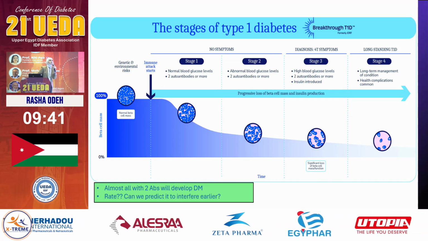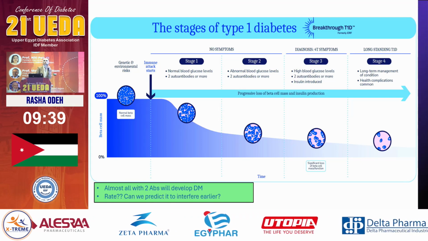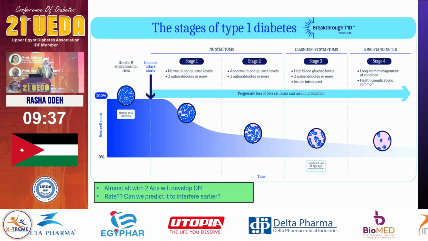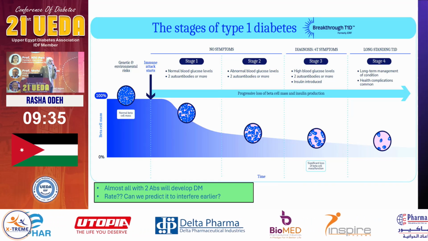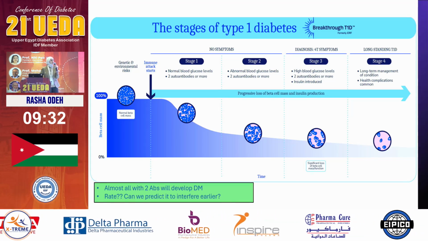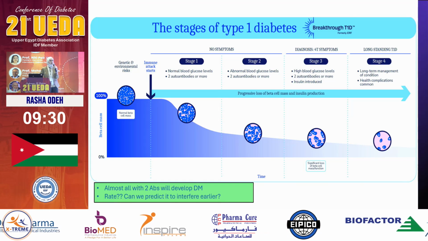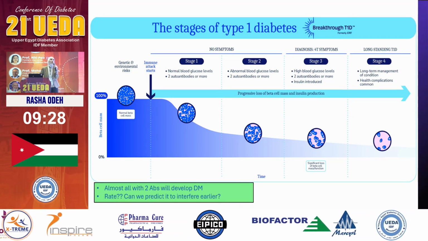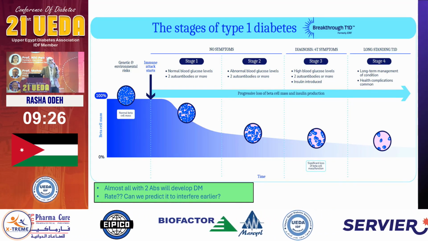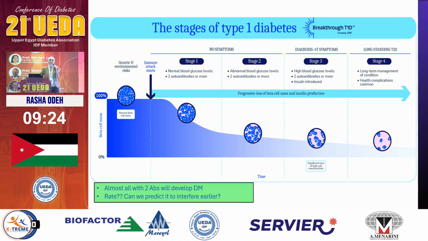And we know from studies that if a person develops 2 or more autoantibodies, it's evident that they will develop type 1 diabetes. They will develop hyperglycemia. But the difference is when. So if you have 2 antibodies, will you develop it in 5 years, 10 years, 15 years?